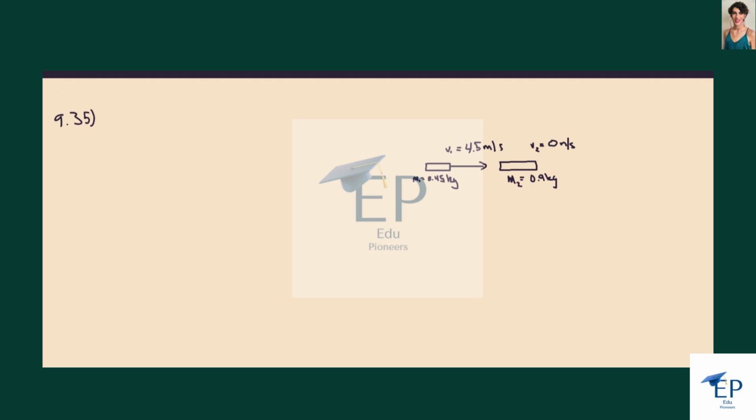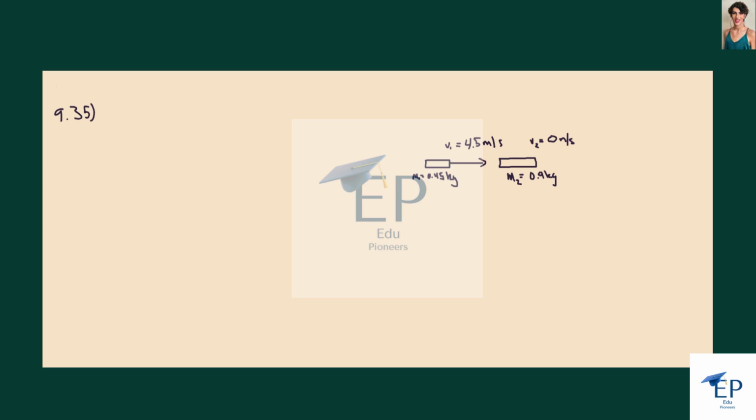Okay, so we're doing chapter 9, problem 35. So we have a 0.45 kilogram hockey puck moving east at a speed of 4.8, oh, I wrote this wrong. So that should be 4.8 meters per second. And it has a head-on collision with a 0.9 kilogram hockey puck that's initially at rest. Assuming that this collision is perfectly elastic, what will be the speed and direction of each object after the collision?